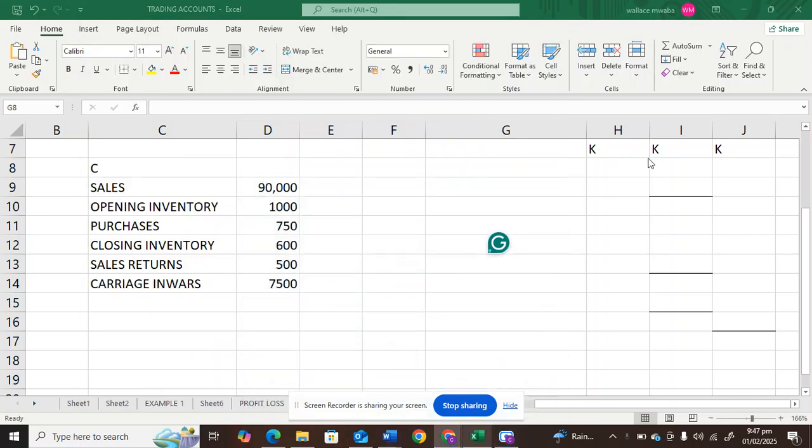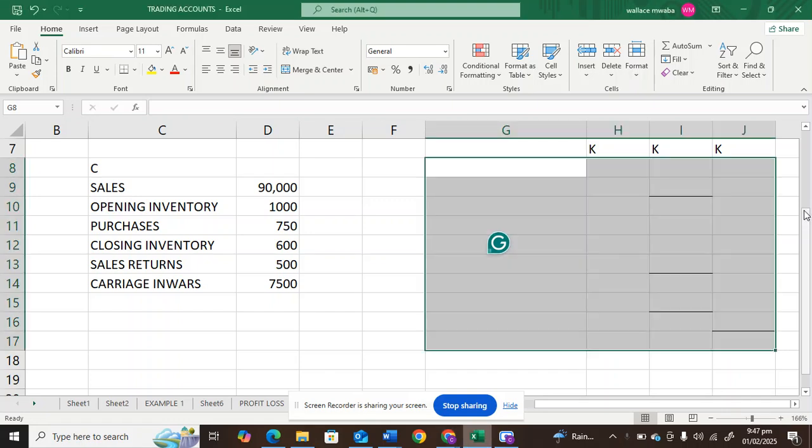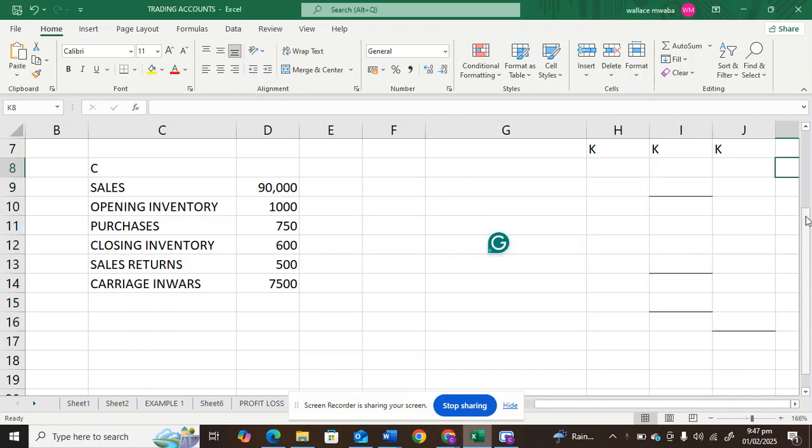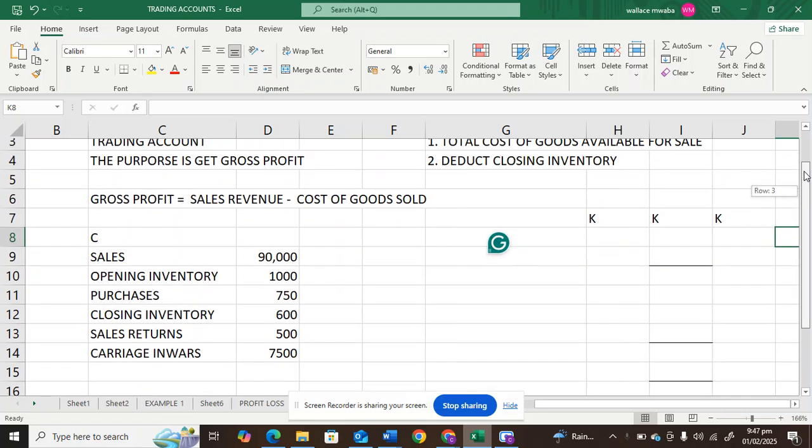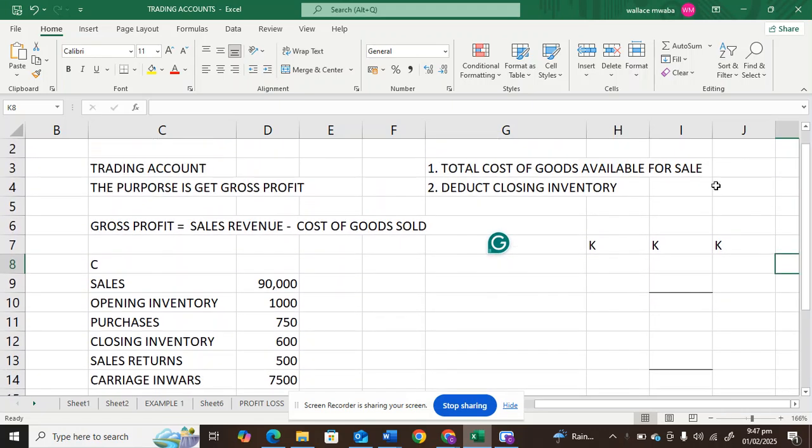All right, so welcome to the first lesson. We're going to look at creating financial statements. Today we're going to look at the trading account. The purpose of the trading account is to get gross profit.